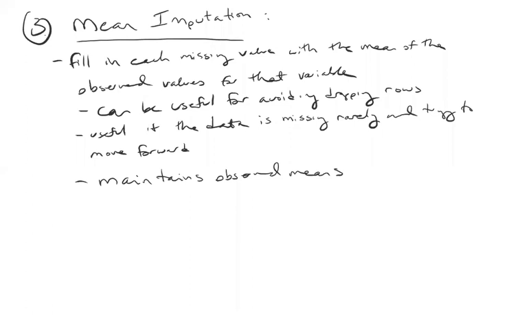Now, this is okay, not ideal maybe, but it's okay if the data is missing completely at random. Because if the data is missing completely at random, then your observed mean, the mean of the observed values, is a pretty good guess at the estimand, at the overall mean, because there's nothing special about the values that are missing.